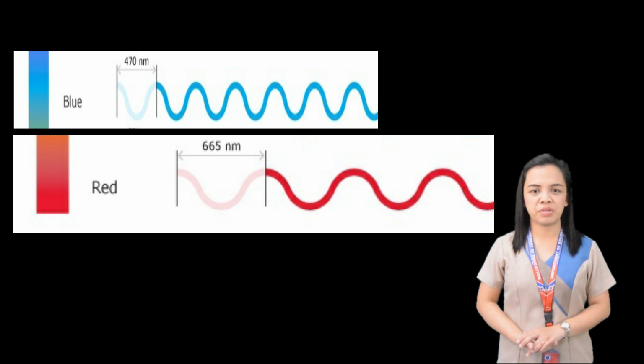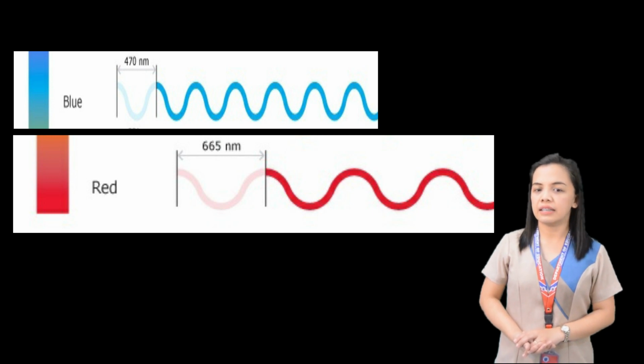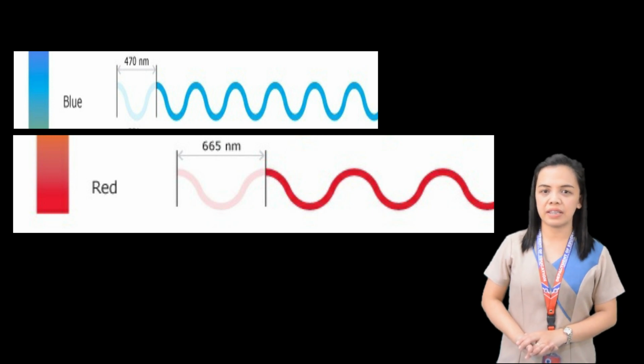So for blue, we have 6 Hz or 6 cycles per second. For red, we have 3 cycles per second or 3 Hz. This only shows that the wavelength and frequency are inversely proportional.